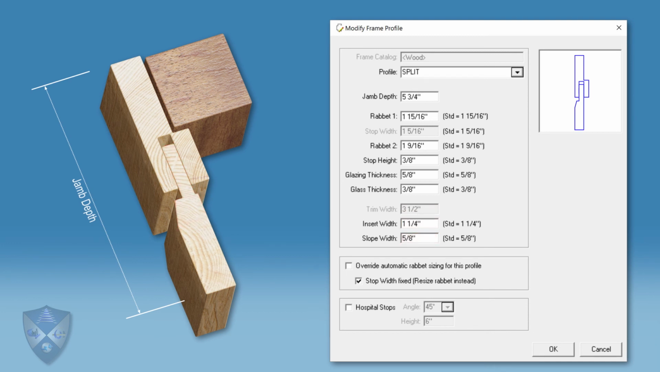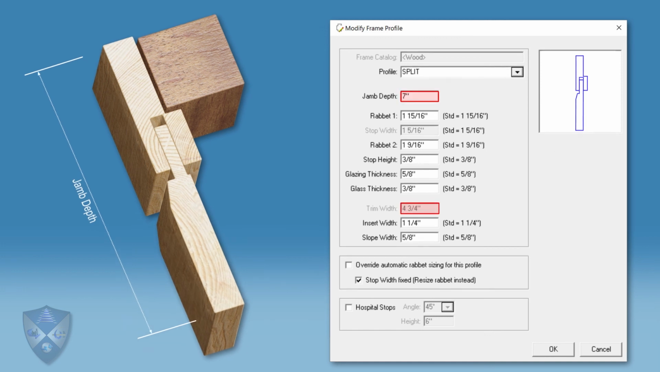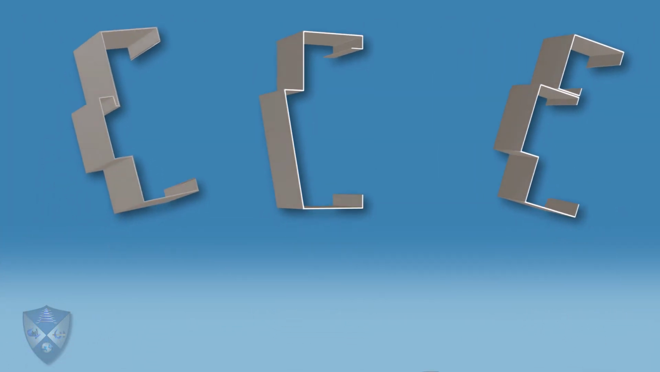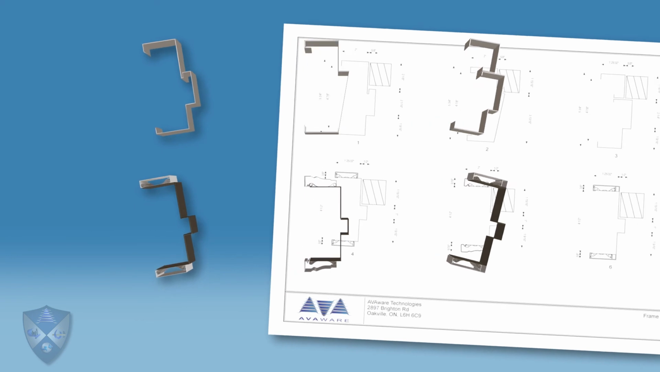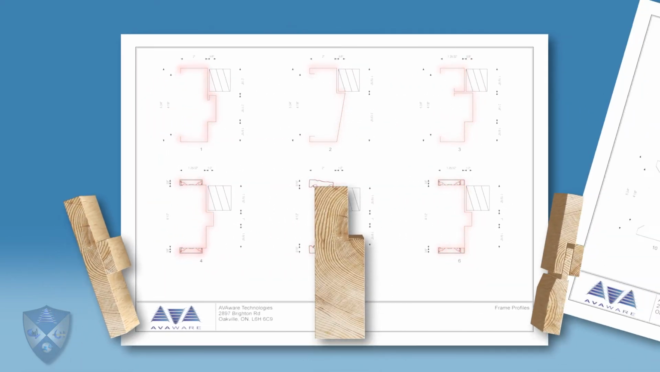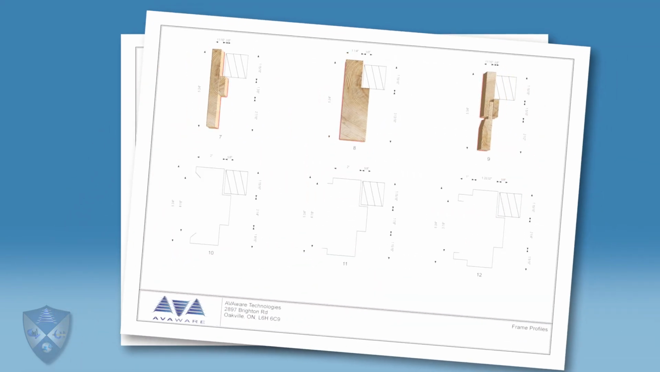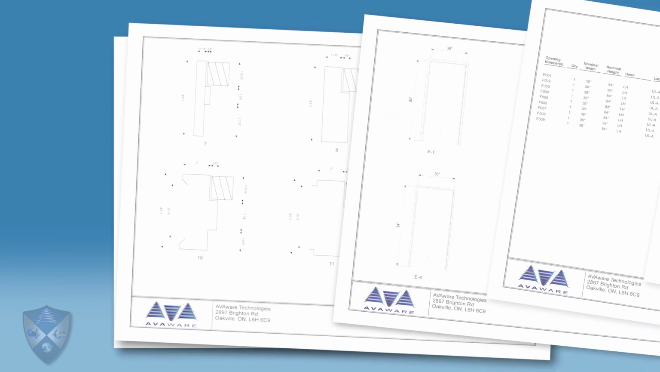The specific configuration of this type of profile can vary from manufacturer to manufacturer. In this case, the trim width is selected automatically based on jamb depth from the options offered in the manufacturer's catalog. With the many profile options offered through AVAware and an ever-growing library of manufacturer catalogs, possibilities for project detailing are truly limitless. Frame profiles of all types are automatically rendered and assembled in the submittal package, based on the openings detailed in the AVAware opening schedule.